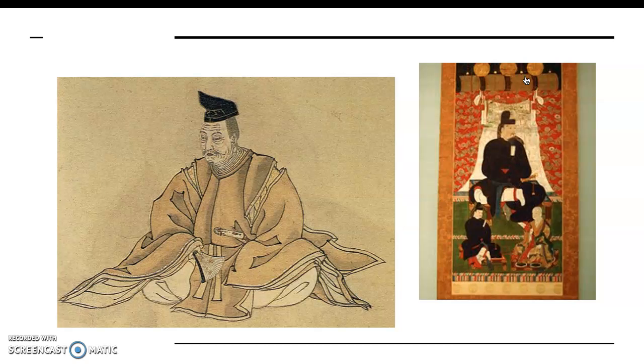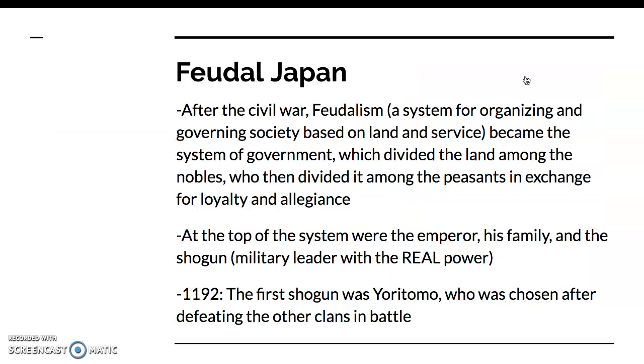And this is going to be the rise of feudalism in Japan. After the Civil War, feudalism, a system for organizing and governing society based on land and service, became the system of government which divided the land among the nobles, who divided it among the peasants in exchange for loyalty and allegiance. At the top of the system were the emperor, his family, and the shogun, who is the military leader with the real power. In 1192, the first shogun was Yoritomo, who was chosen after defeating the other clans in battle. He was the best general, so he should be the one that kind of rules over everybody.